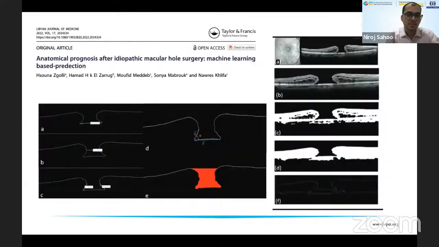No presentation will be complete without a mention of machine learning and AI. This paper nicely showed how they used AI to actually measure the different indices, including the diameters and the angles, and it was as accurate as manual measurement.